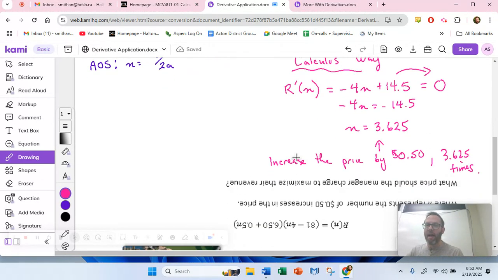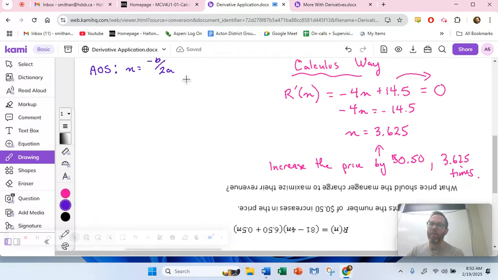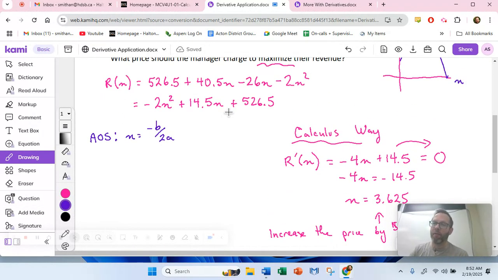Now, if you were back in grade 10, you would find the axis of symmetry using the axis of symmetry formula. And you can see we get negative 14.5 divided by 2 times negative 2. Negative 14.5 divided by 4, 3.625. So you get the same answer both ways.